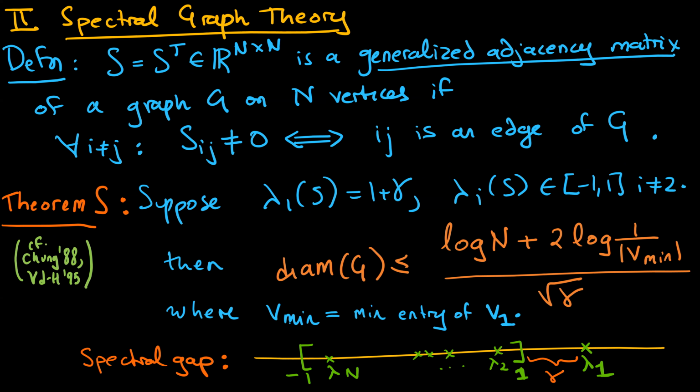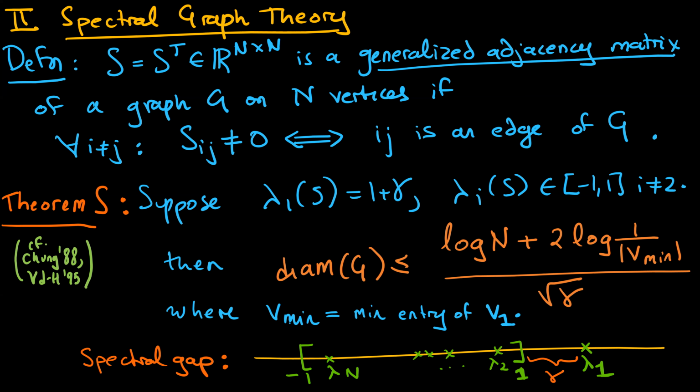And the result about them is that if we have a spectral gap, in other words, the largest eigenvalue of S is 1 plus gamma for some small parameter gamma, and the rest of the eigenvalues are in the interval -1 to 1, then we say that this matrix S has a spectral gap of gamma, and the diameter is upper bounded by log of the number of vertices plus log of 1 over the smallest entry of the eigenvector corresponding to the top eigenvalue, divided by square root of gamma. So the larger the spectral gap, the better bound on diameter one achieves.